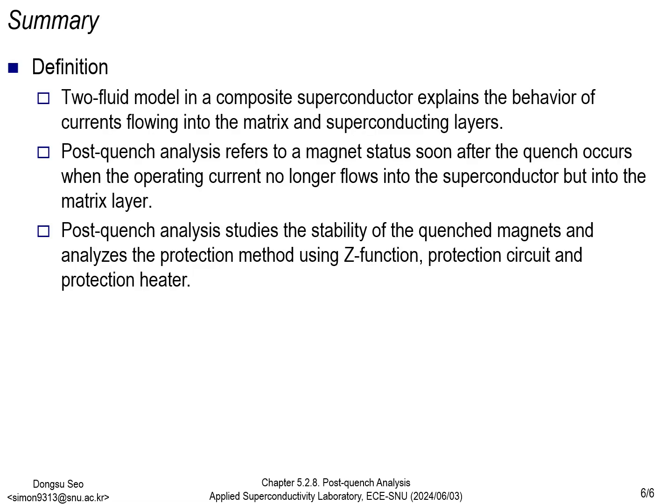In this lecture, we have seen the current behavior in the composite superconductor using the two-fluid models in which the current flows through the matrix and superconductor. Different from the stability analysis, the post-quench analysis shows that the whole current flows through the matrix layer. Thus, we study the stability of the quenched magnets and analyze the protection methods using a Z-function, protection circuit, and protection heater in the post-quench analysis.